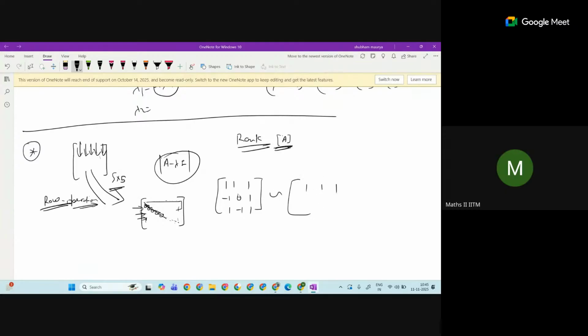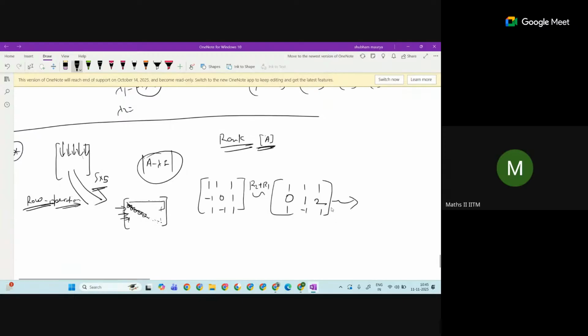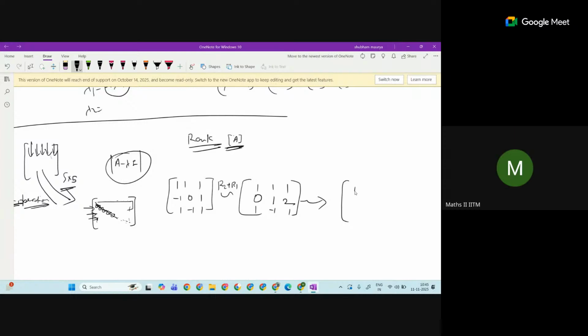So this is 1 1 1 and we'll try to make this entry 0. In row 2 you can add row 1, so it will be 0 now. This is 1 and this is 2, and this is 1 1 minus 1 0. This is how we'll try to do it with the operations. So let me do it quickly. Here this is going to be 1 1 1 and this is 0 1 2.